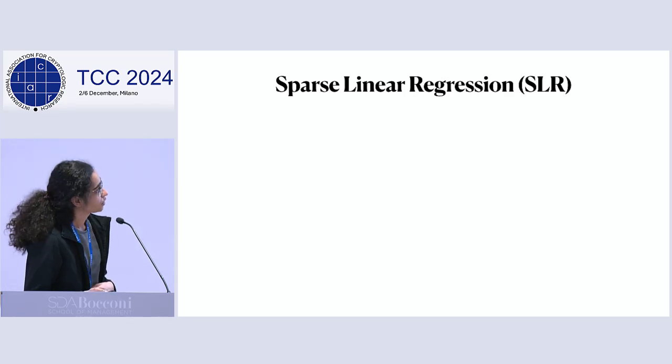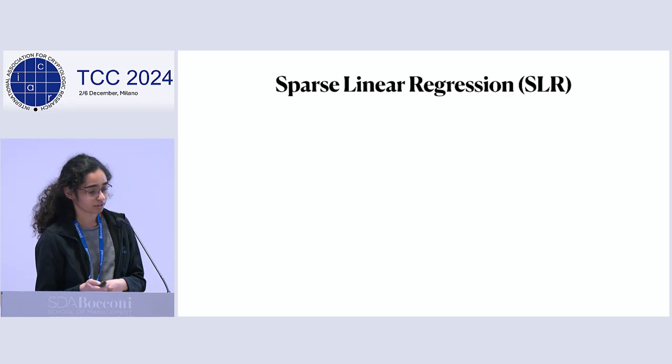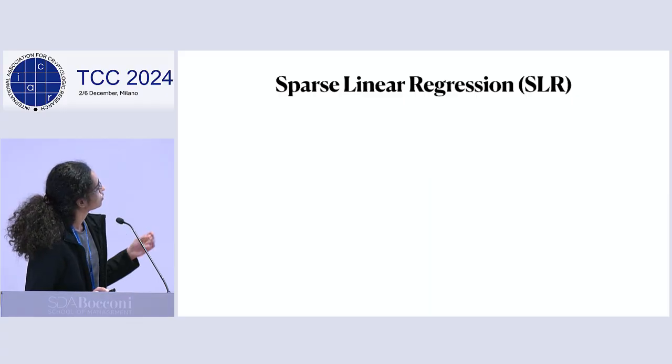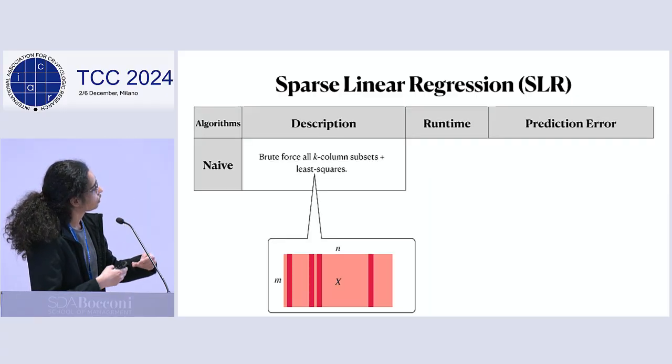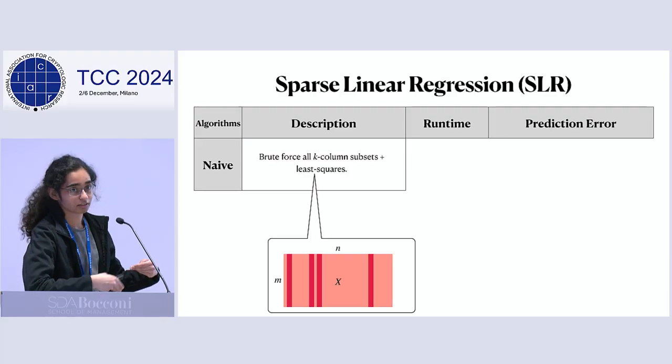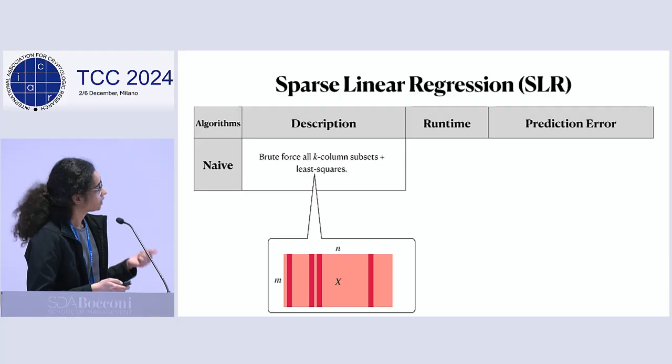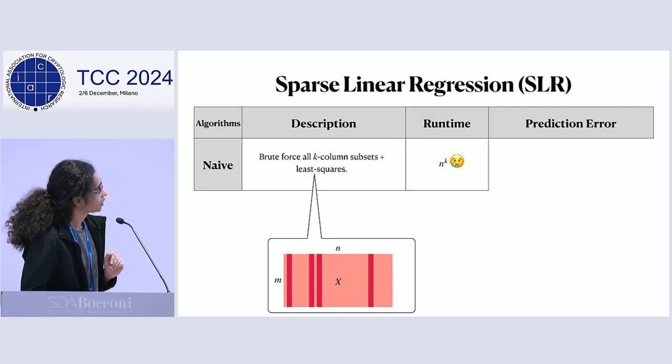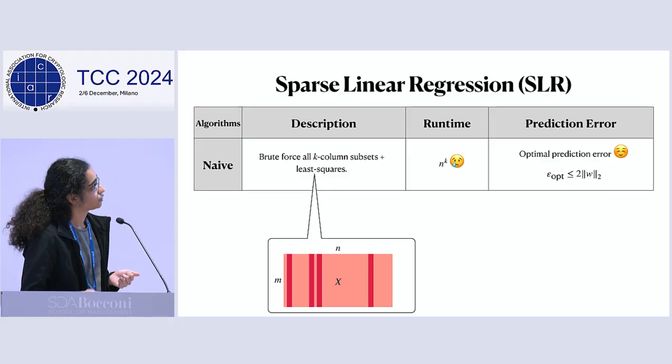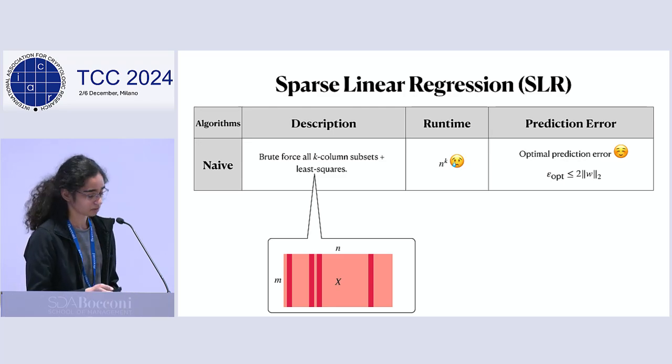Okay, so in terms of algorithms, the naive algorithm you would first think of is to do a brute force search over all k subsets of the columns of X, and then solve the least squares problem. But for an m by n matrix, this would take time roughly n choose k, which is exponential in the sparsity parameter k. But this does achieve the information theoretically optimal prediction error, which is essentially the amount of noise that was already present in your input data.